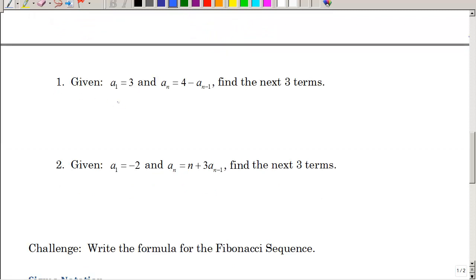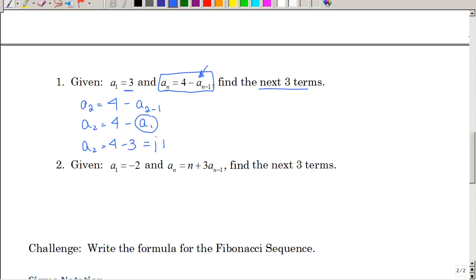So on this one, they tell us the first term is 3, and the subsequent terms are in terms of the previous one. I know that looks weird, so we know A1. Let's find the next 3 terms. So A2, using this formula, wherever there's an n, I'm going to put a 2. So 4 minus A of 2 minus 1. What does that mean? That's the first term. Do I know what the first term is? Yes, I do. It's 3.